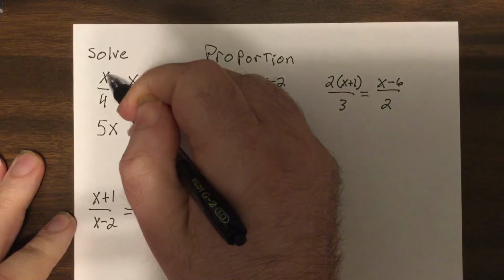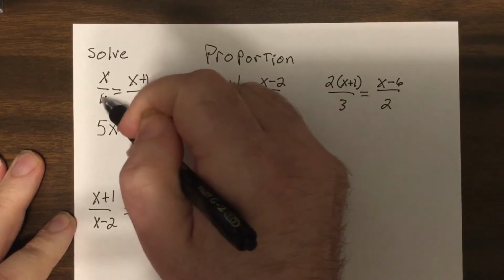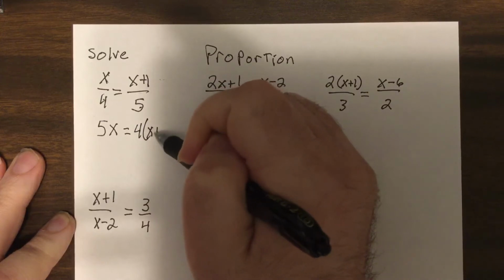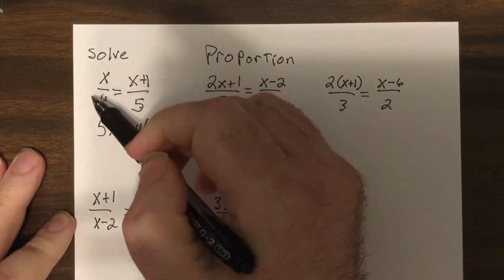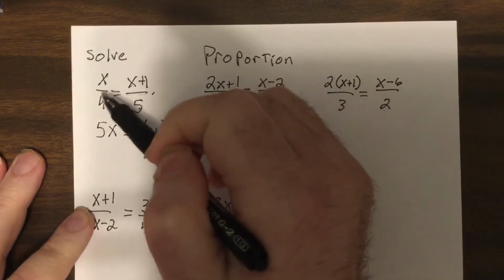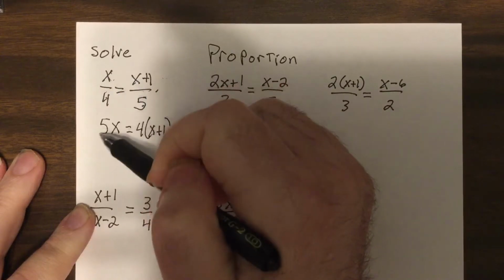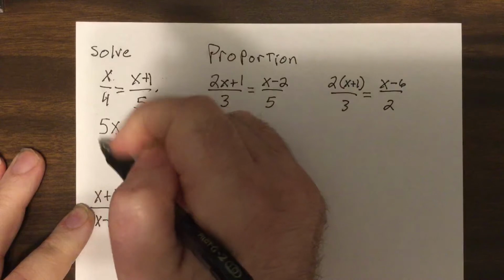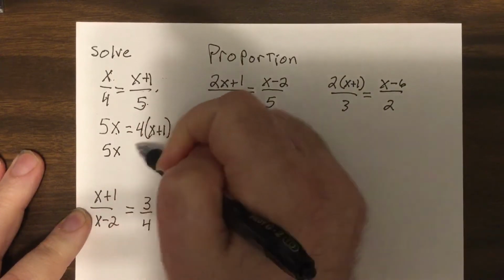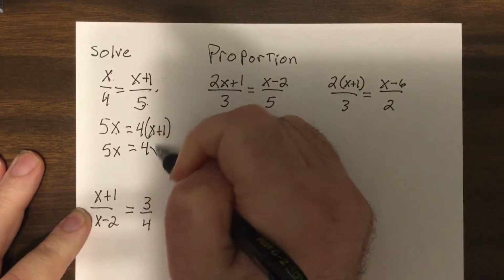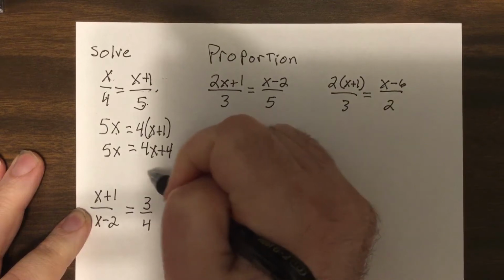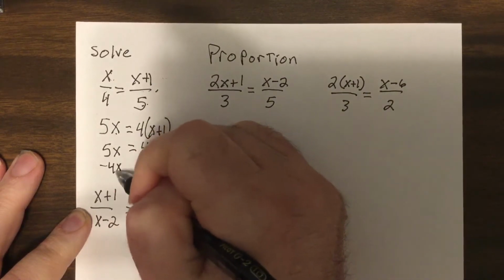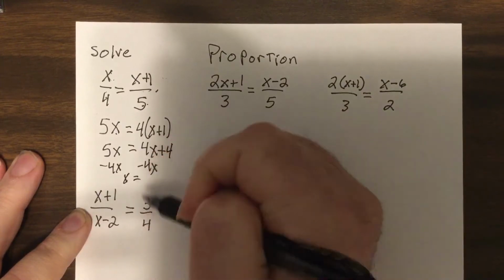So you'd have x times 5 equals 4 times x plus 1. Because if you multiplied by the LCD, which is 20, 4 goes into 20 5 times, 5x. 5 goes into 20 4 times, there you go. So you would distribute the 4. So subtract 4x. You'd have x equals 4.